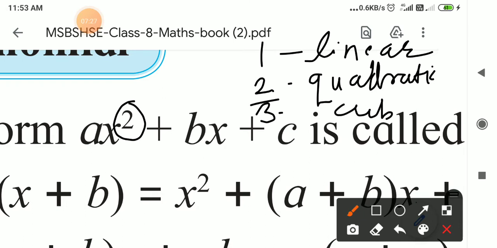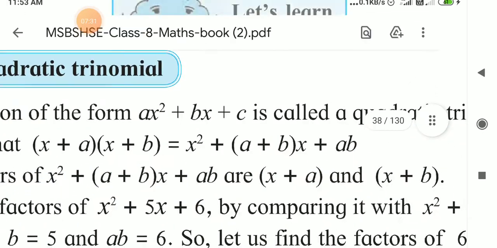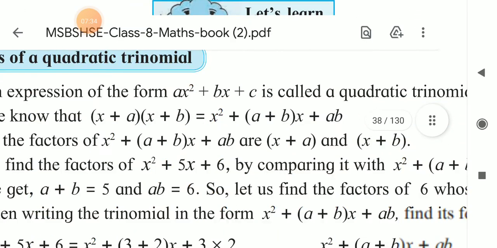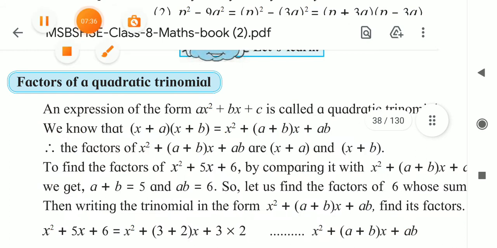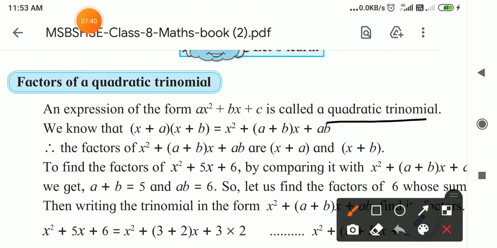Here we are going to see only the quadratic equation. The equations in the form of ax square plus bx plus c are called quadratic trinomials. It is a trinomial and the highest power is 2, and that's why it is a quadratic trinomial.